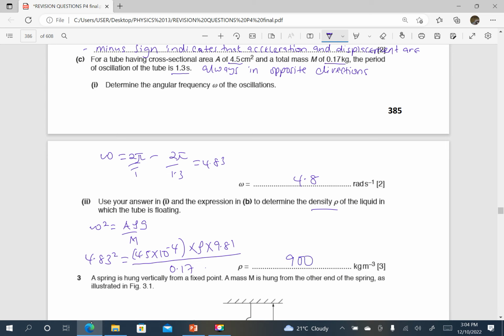I can check it again. 4.83 squared times 0.17 divided by 9.81 divided by 4.5 exponent negative 4. Yes, it is 900. Or you can write 898.4 kilograms per meter cubed, which is approximately 900.